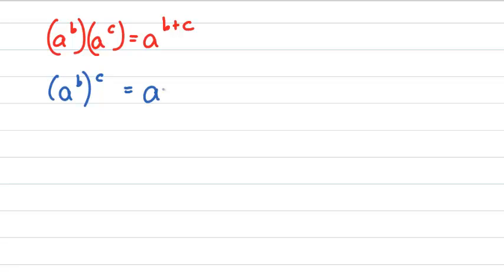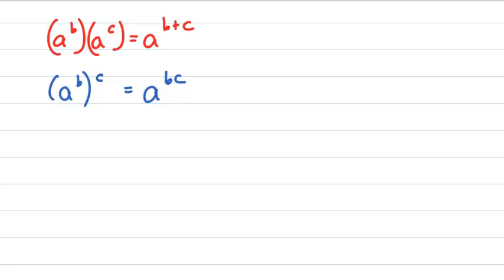with different powers and I was multiplying, a to the b times a to the c would be a to the b plus c. Next, if I had the same base that I had before, but I were raising it to the c power, in that case you'd multiply. Textbooks commonly refer to the first example as product of powers, and the second example as power of a power.